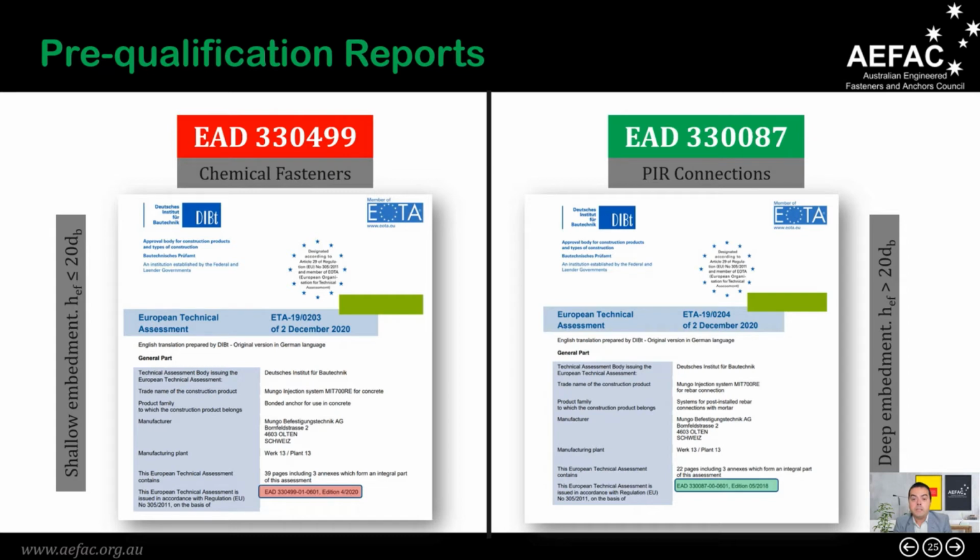The EAD number, the basis of the ETA, should be mentioned in the ETA itself. I have highlighted them in red on the left of the screen and green on the right. So if the ETA is issued based on EAD 330087, we can use that for the rebar model. And if the ETA is issued based on EAD 330499, we can use that ETA for the anchor model. So it is very important to look at the basis of the ETA.